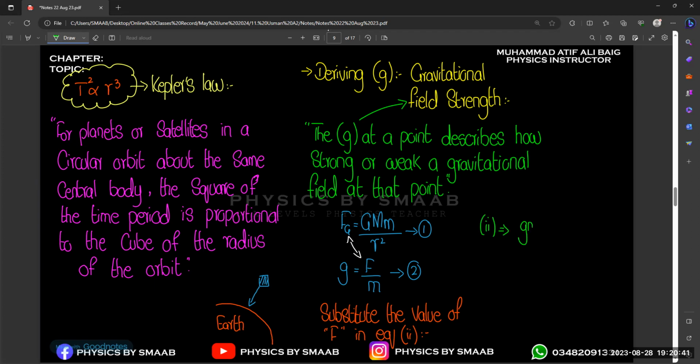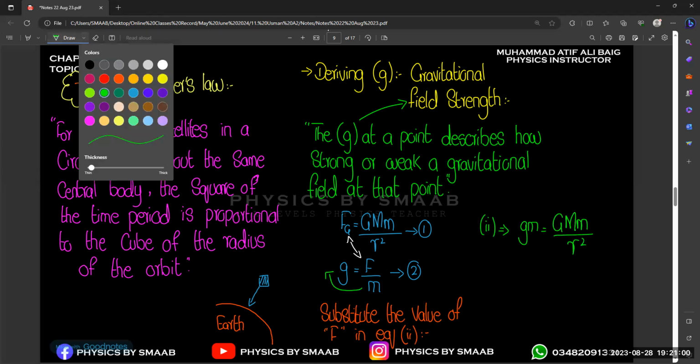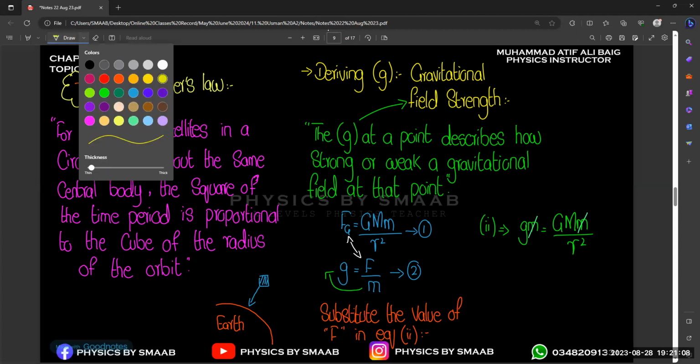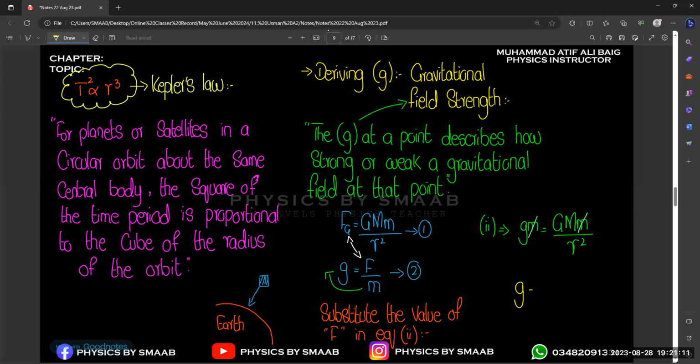Let's suppose m will multiply on the left hand side, and on the right hand side we only have the value of F, which is GMm over r square, right? Now you can see that the small m can be cancelled out from each side. So we can easily cancel out this small m on both sides, and finally you get the value of small g, and that small g is equal to capital G into the mass of the Earth divided by the square of the radius.